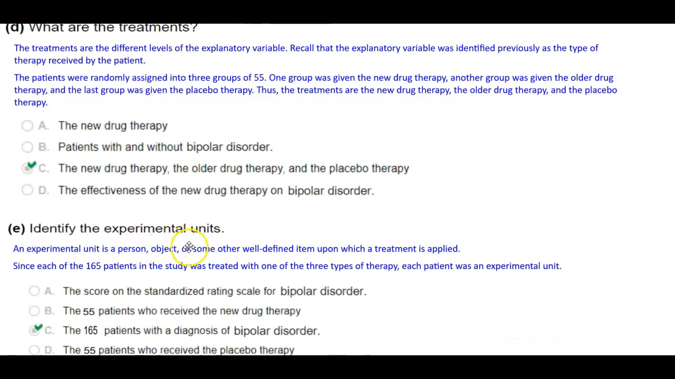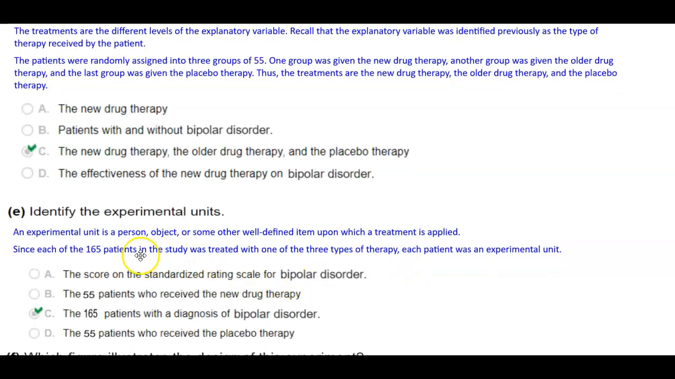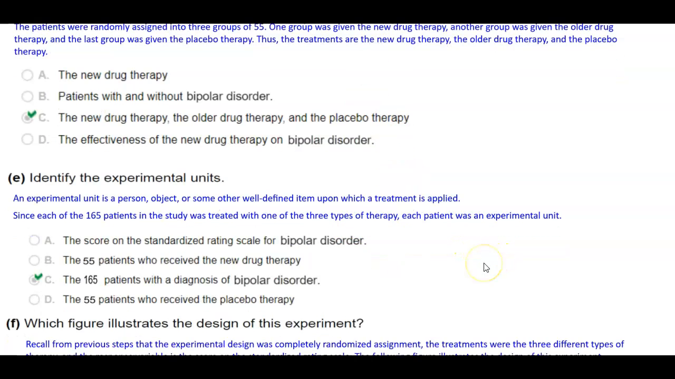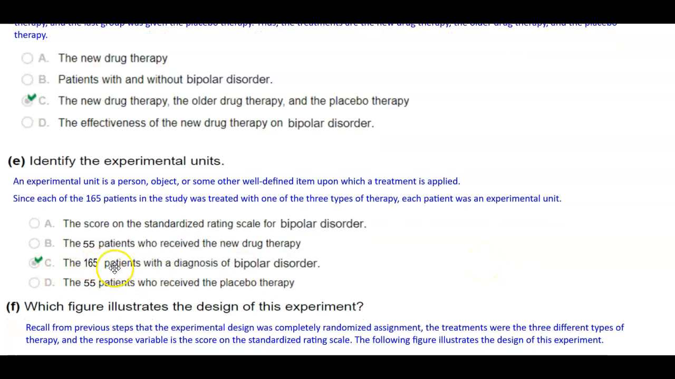Identify the experimental units. An experimental unit is a person, object, or some other well-defined item upon which a treatment is applied. Since each of the 165 patients in the study was treated with one of the three types of therapy, each patient is an experimental unit. Therefore, the 165 patients with a diagnosis of bipolar disorder.